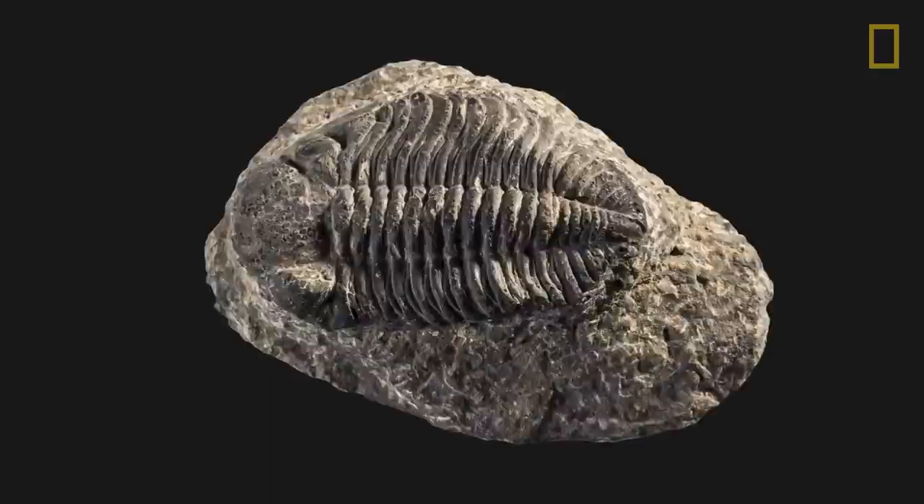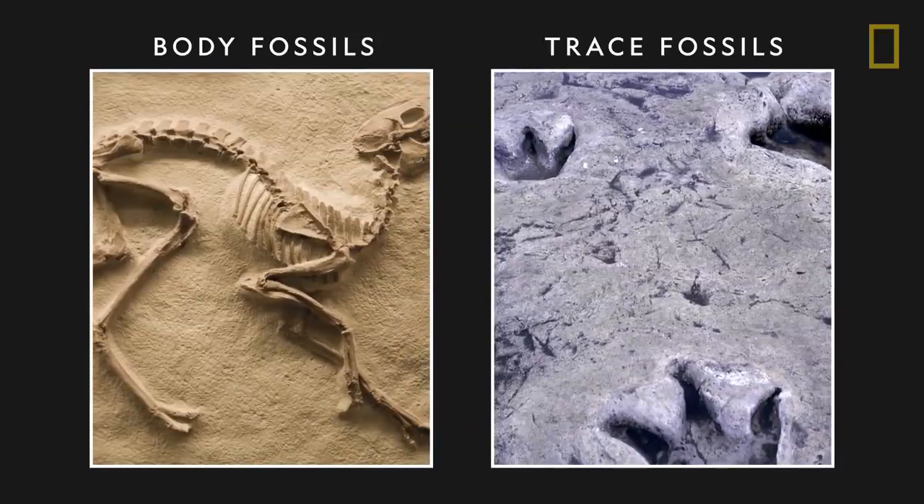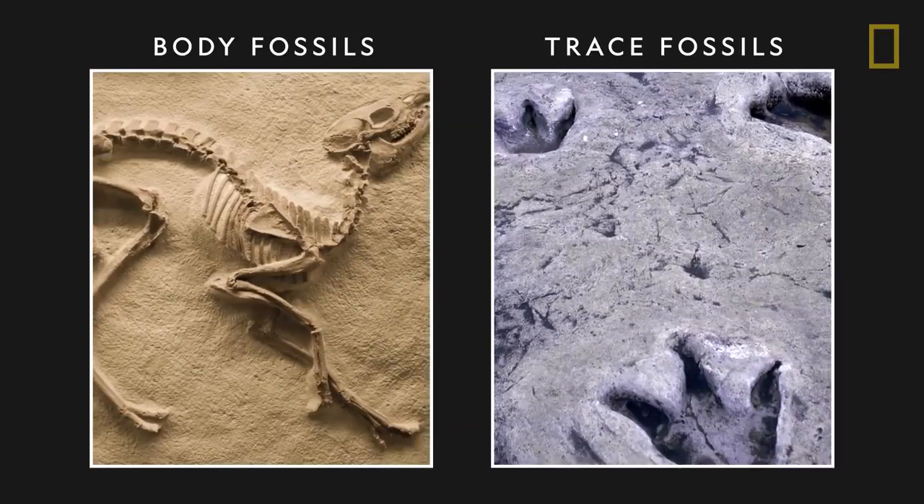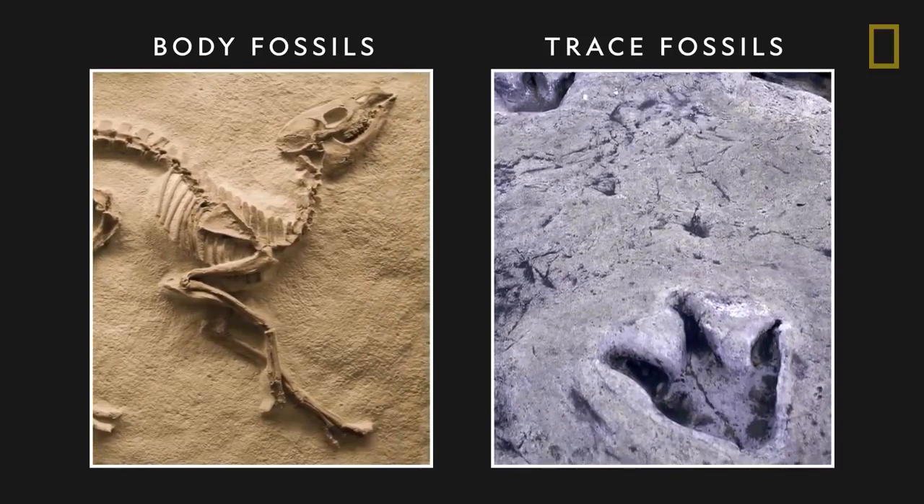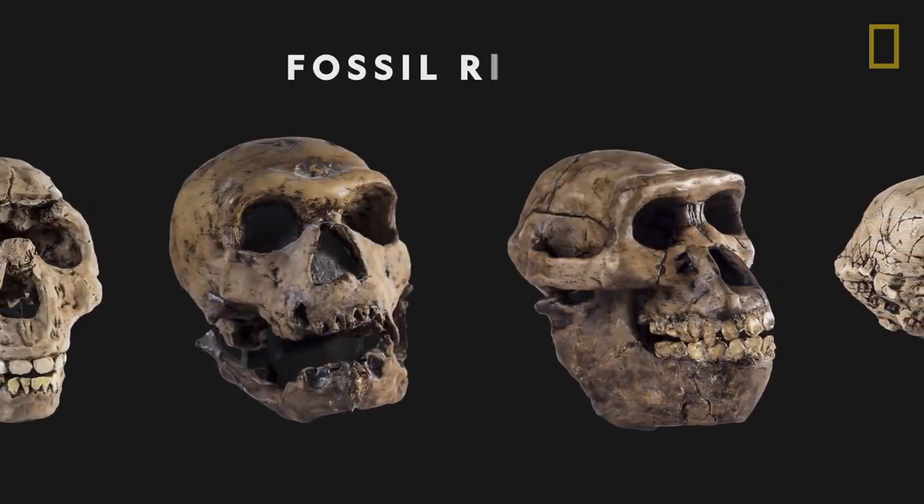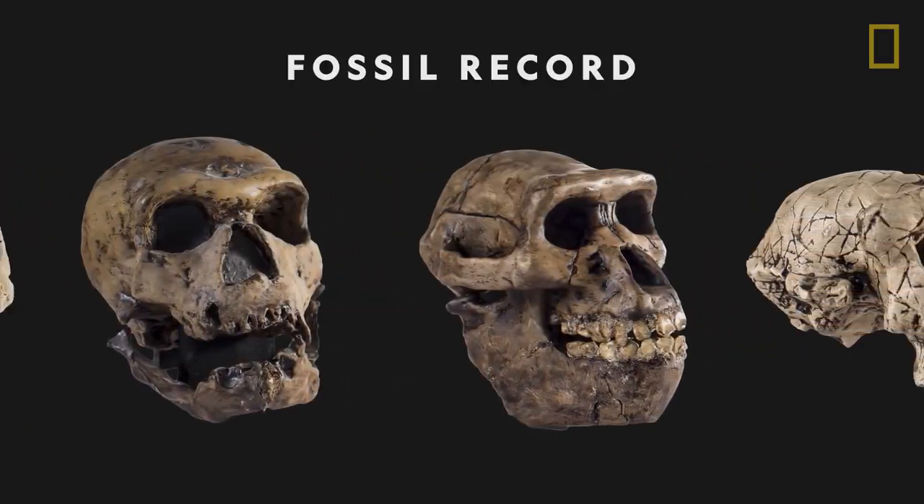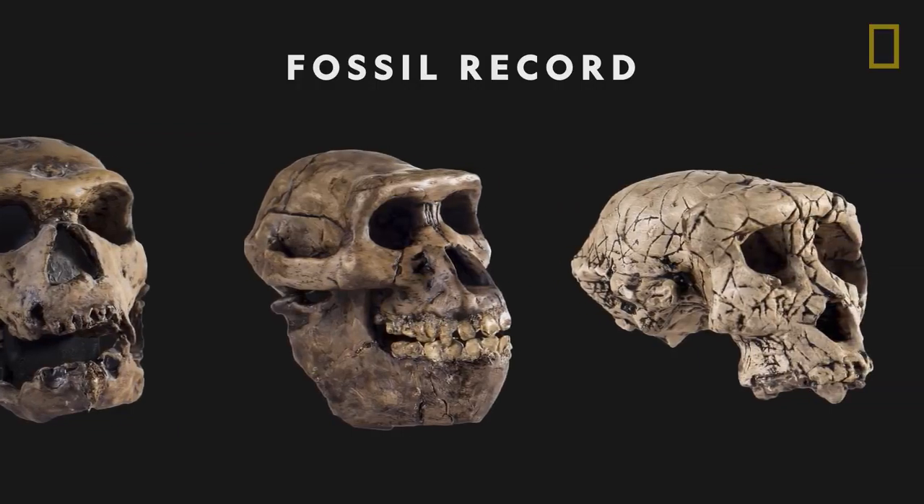While there are hundreds of fossil types, they are often grouped into two major categories: body fossils, which are the preserved remains of plants and animals, and trace fossils, which are records of an animal's behavior, such as footprints. Together, they form the fossil record, a primary account that tells the story of life on Earth through stone.